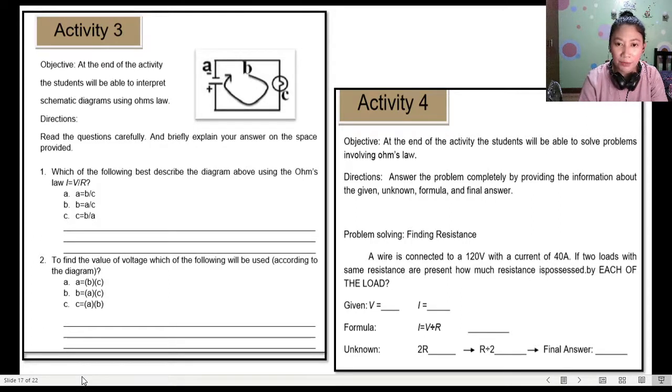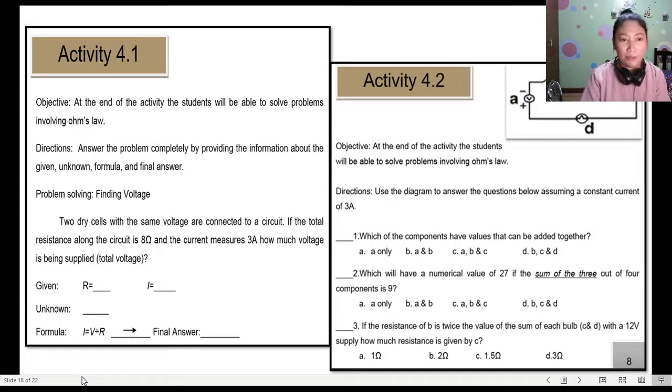For activity number 4, you have to find resistance. So, follow the format: given, formula, unknown, and then the final answer. For activity 4.1, again, it's solving. So, you find the voltage naman. So, ganun pa rin yung format: given, unknown, formula, and then the final answer. For activity 4.2, refer to the schematic diagram on the upper right side again in order for you to answer the multiple choices 1 to 3.